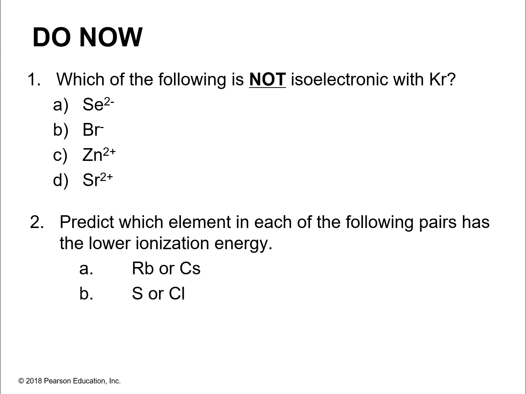So if you're just logging in, you're obviously not going to have time to do the do now. So you're just going to have to buckle in and go along for the ride. We're going to start with question 2 first, and then we'll go back up to number 1. These are questions to help review Chapter 5, where we talked about the periodic table, periodic trends, noble gas configuration, valence electrons, all that sort of stuff. So we're going to start with question 2.